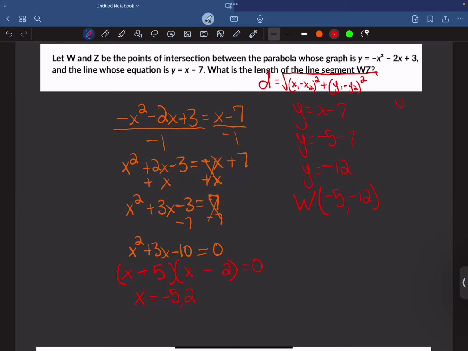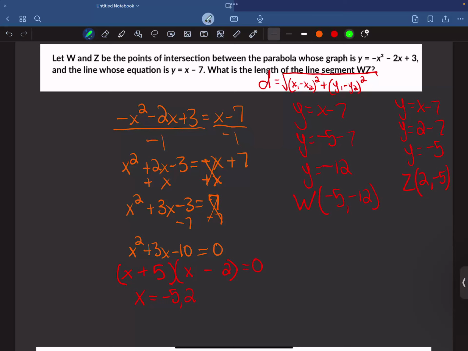And then let's do that again for our other x value, which is a positive 2. So y equals 2 minus 7. When x is 2, y is negative 5. So my point z is going to be (2, negative 5). And now I have the two endpoints of this line segment, and I'm able to go to work.